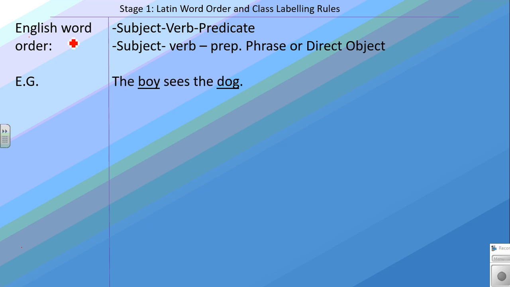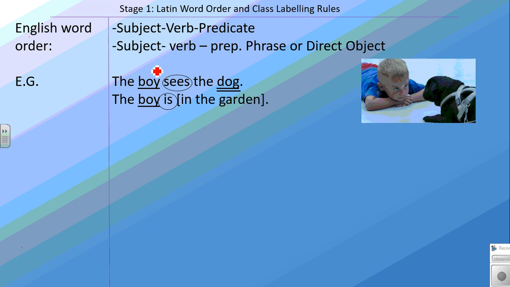So you have the boy sees the dog. And you can see I've circled the word sees and underlined the word dog. And this is part of our class labeling rules that we'll talk about in a moment. And here's one with a prep phrase. The boy is in the garden. Boy is underlined as my subject. My prepositional phrase is bracketed. And then my verb is circled. Here we have the boy sees the dog.